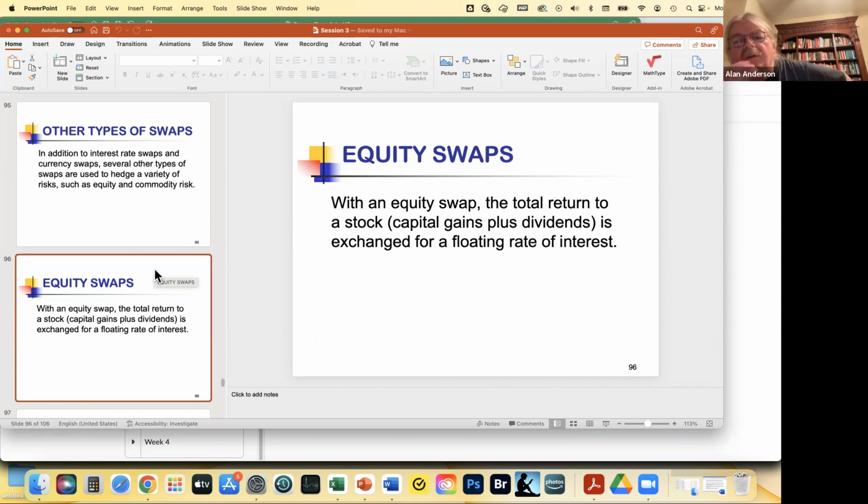But anyway, here, still within the field of market risk, equity swaps. With this, what you can do is, let's say that you own a portfolio of stocks which are not performing terribly well. Which means capital gains plus dividends. And you'll send back to me, let's say LIBOR plus 2%.